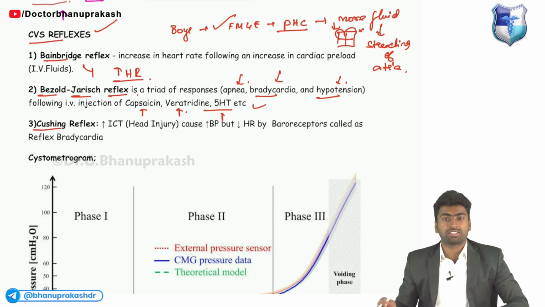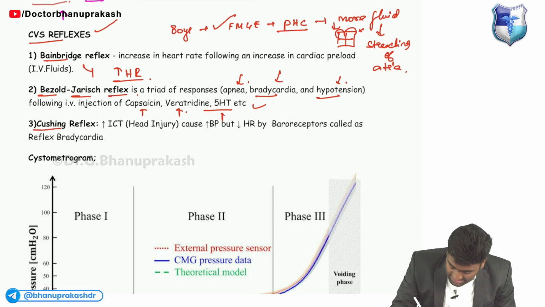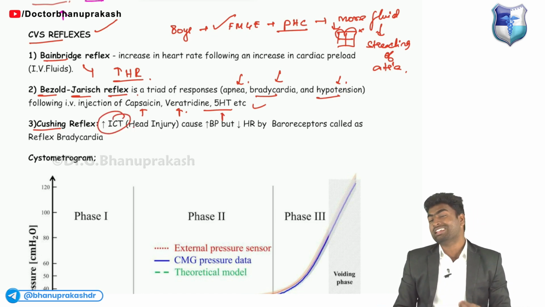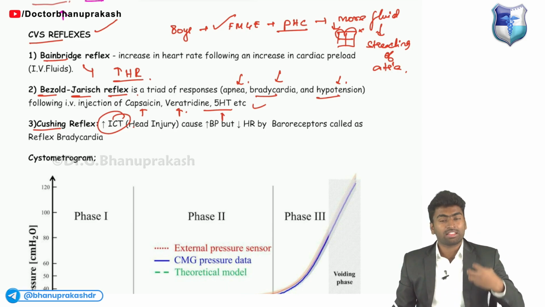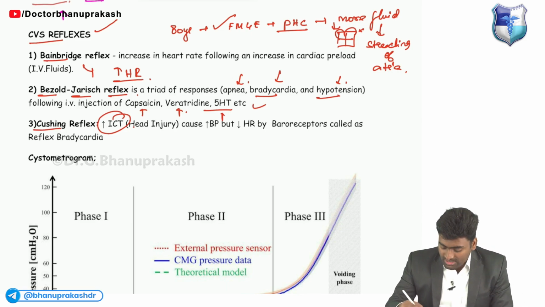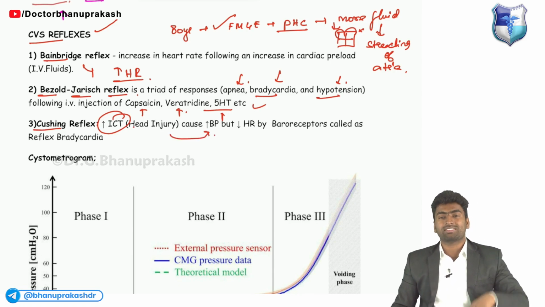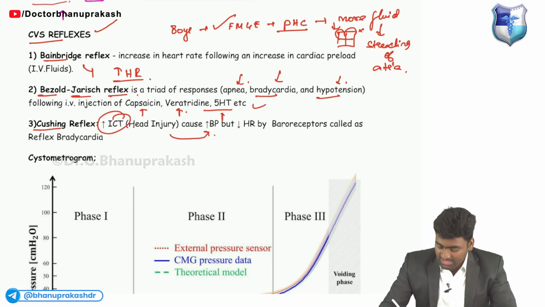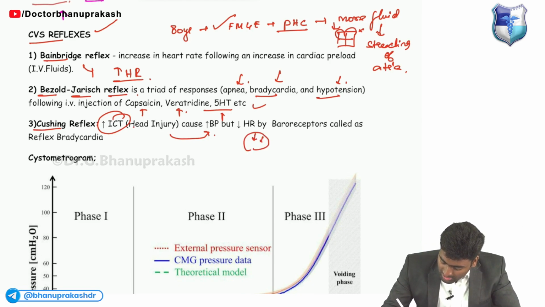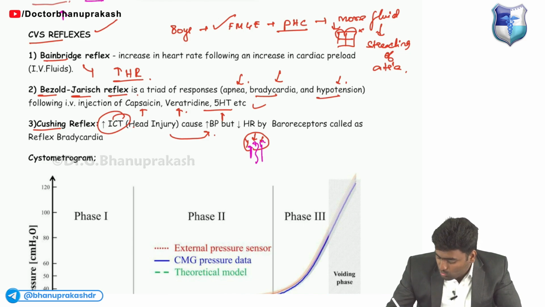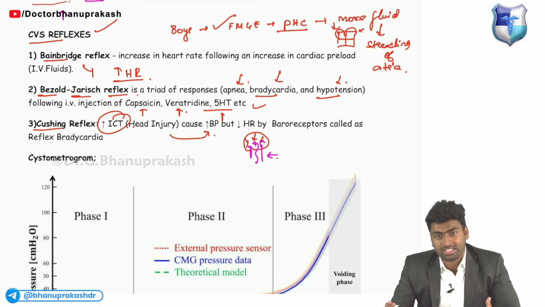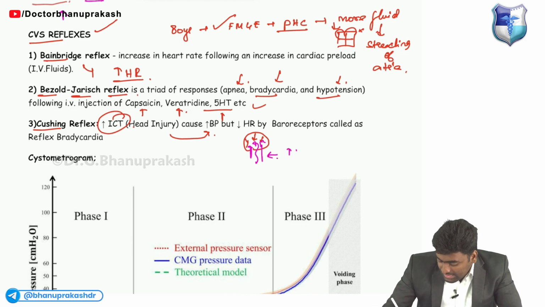Next one, it is the Cushing's reflex. If there is increased intracranial tension, the blood should go to the brain, right? So what will happen is this brain is not getting enough blood because there is more pressure. If there is more pressure in the brain, how can the blood go freely? The blood cannot go freely. So the body will think the brain is not getting enough blood, so it will increase the BP.